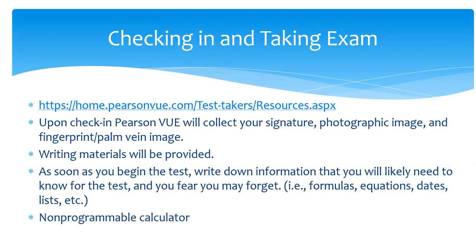So here again is the URL to the Pearson website. Upon check-in, they're going to collect your signature, a photographic image, a fingerprint palm vein image. Writing materials will be provided, so as soon as you sit down, write that information that you're most likely to forget. Formulas, equations. Of course, we don't need dates because they're not going to ask you historical questions. And they will give you the non-programmable calculator.